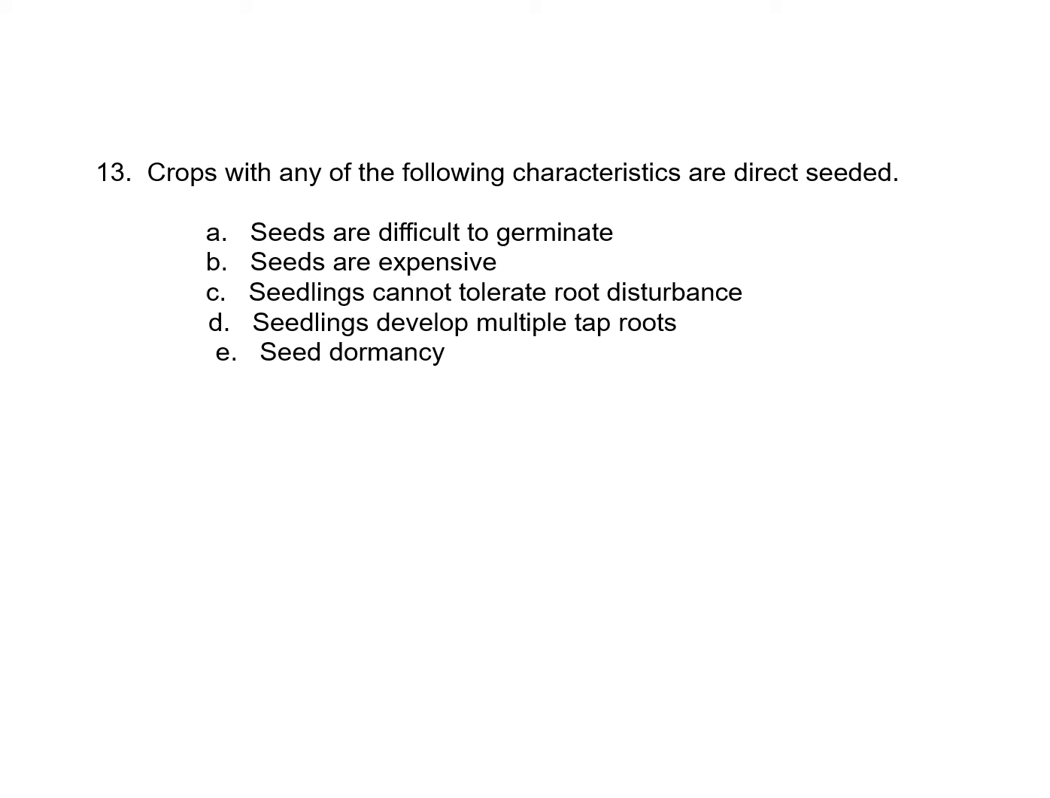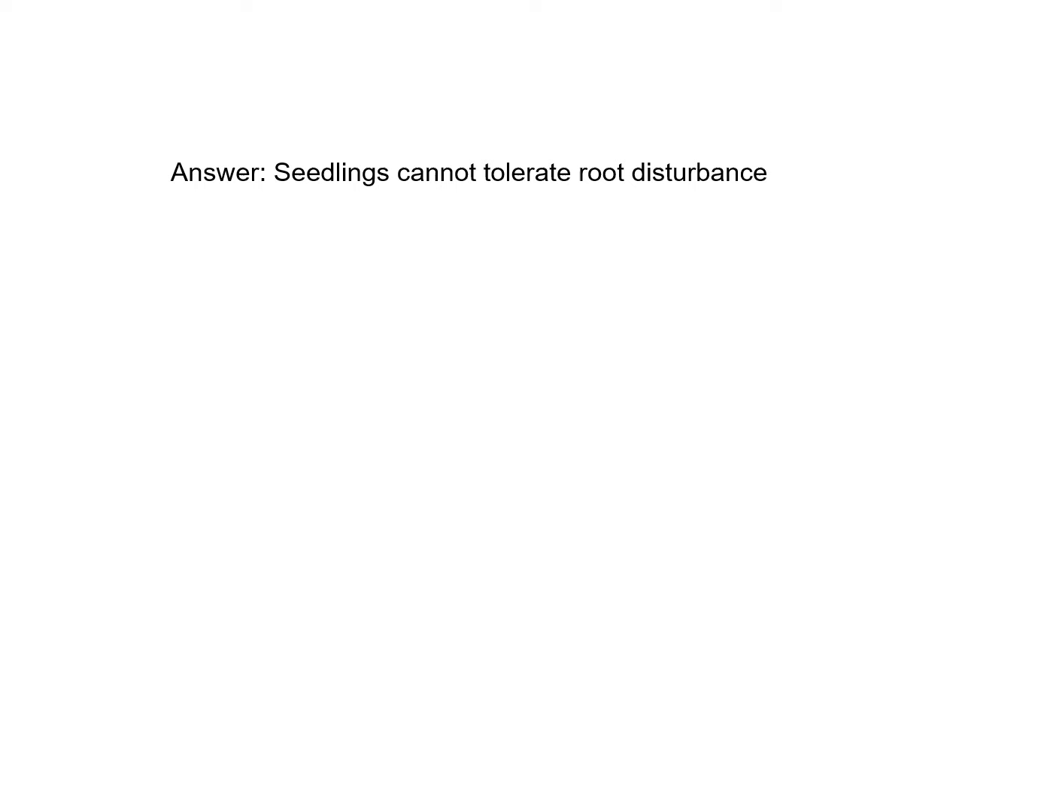Number 13. Crops with any of the following characteristics are direct seeded. A. Seeds are difficult to germinate. B. Seeds are expensive. C. Seedlings cannot tolerate root disturbance. D. Seedlings develop multiple tap roots. Or E. Seed dormancy. The answer is seedlings cannot tolerate root disturbance.